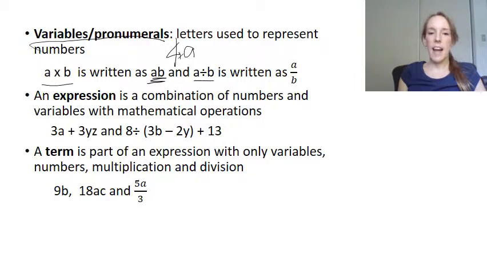And the other thing is A divided by B. Instead of writing that division sign, we actually turn it into a fraction like this. So A over B just means A divided by B.